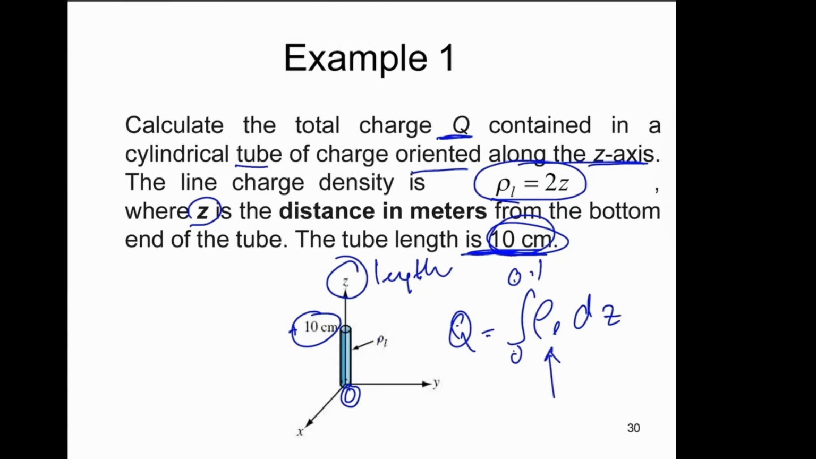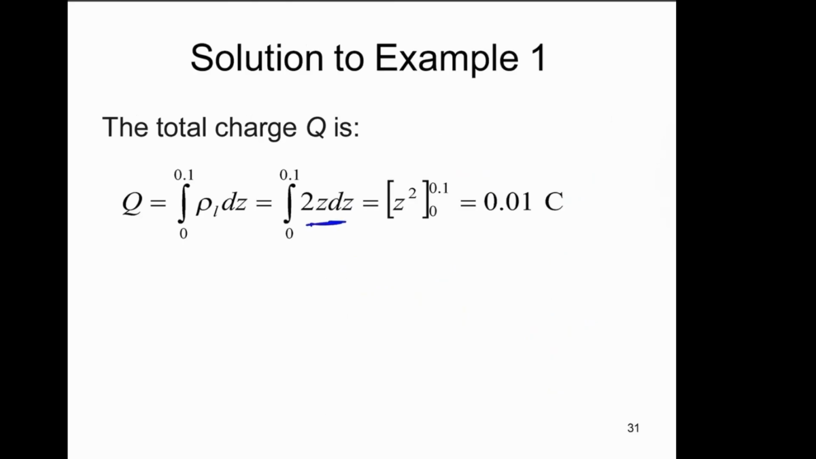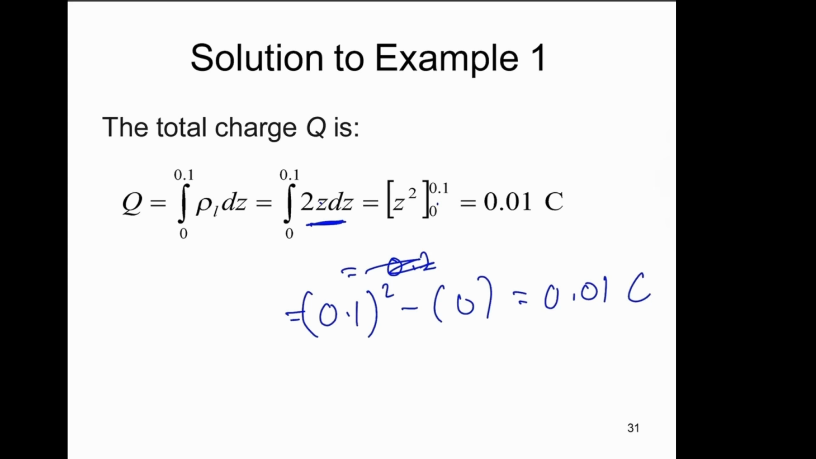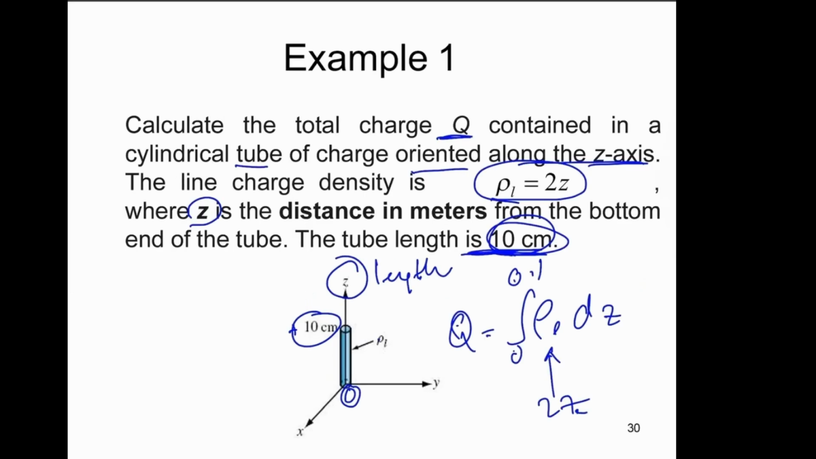Just replace this one with 2z and dz. So 2z dz. 2z will become z to the power of 2. And then 0.1 squared minus 0 equal to 0.01 coulomb. This one is the total charge for the cylindrical tube.